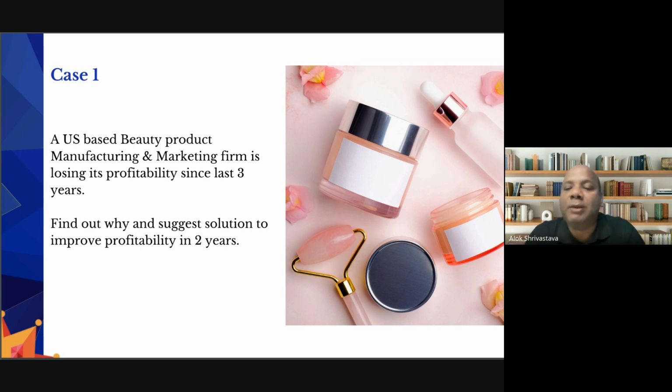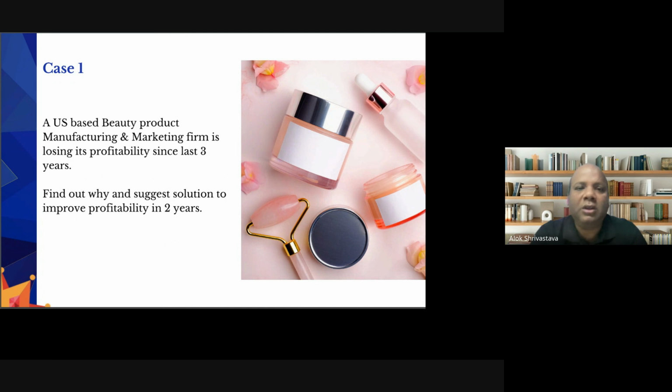What will you do? What will be your first step? Would somebody like to pitch in? What should be your first step? What will you do when this kind of problem is given to you? Anyone? You can put it in the chat. You can speak up by unmuting yourself. Whatever is comfortable for you. What will you do if this kind of problem is given to you?